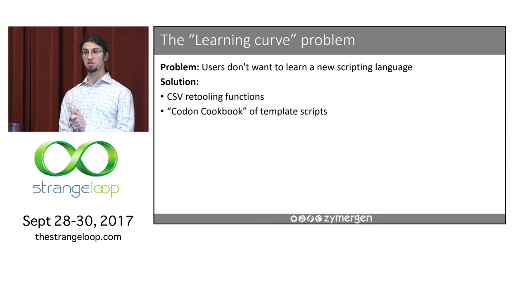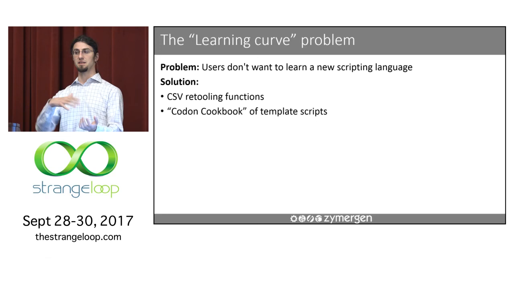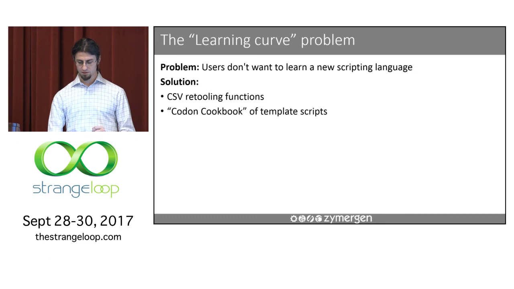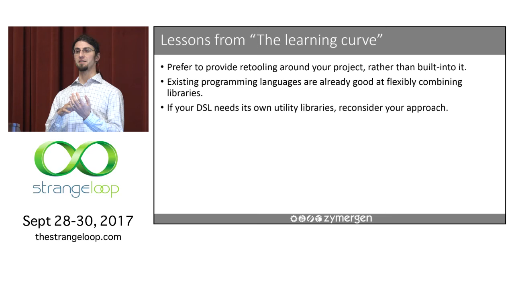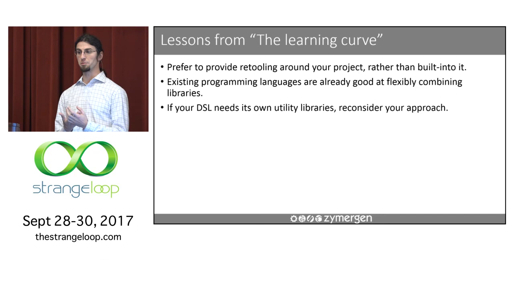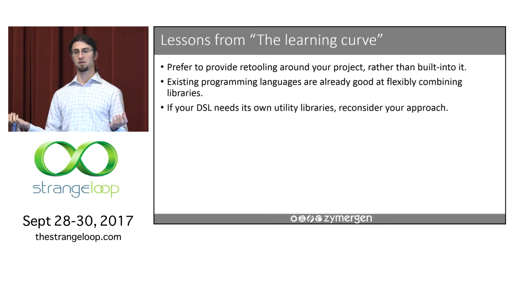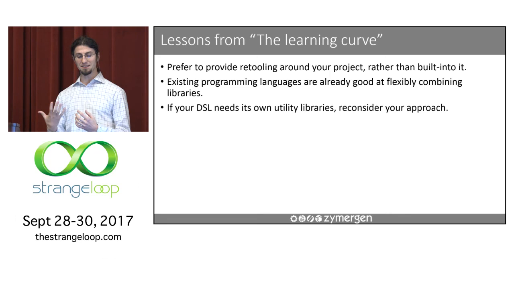And so we wound up adding retooling functions that could parse in CSVs into a codon script and then process it to generate the search space. However, you can imagine that the CSV functions and the manipulations and data that you could perform in our new language were not necessarily as rich as those you could perform in a more general purpose language. And so the lesson that we took away from this is that it gets really clumsy to provide retooling within your own system. Empowering users to do retooling outside the scope of the system you develop makes this much easier. For example, existing programming languages allow you to combine arbitrarily many libraries to accomplish your solution. So if your DSL needs its own utility libraries, perhaps reconsider the approach that you're taking.